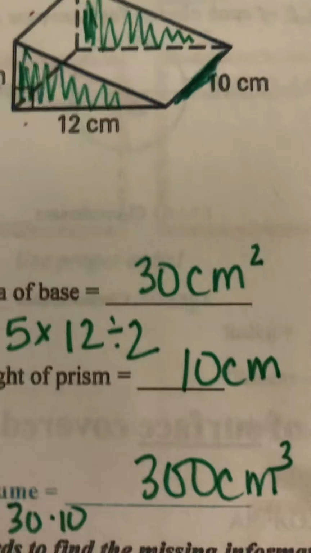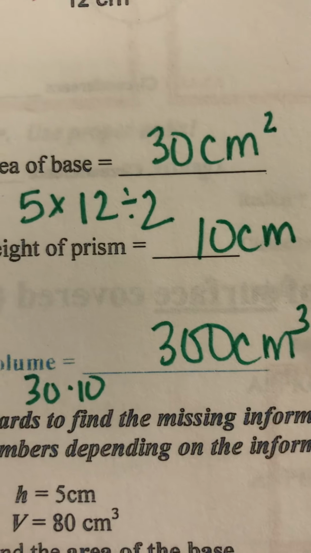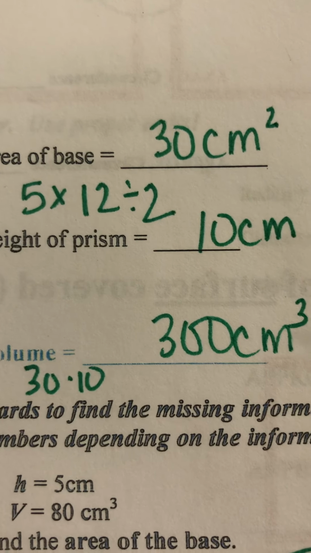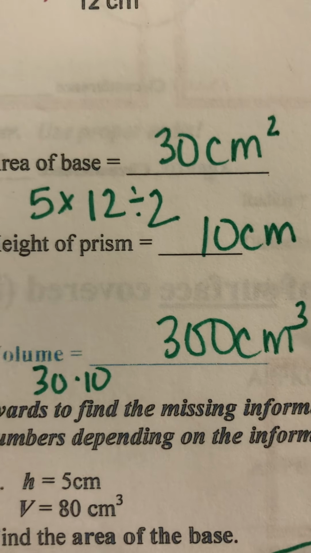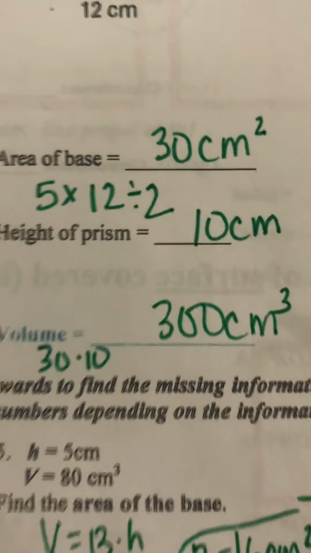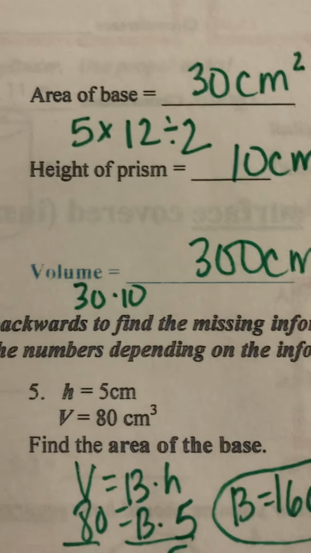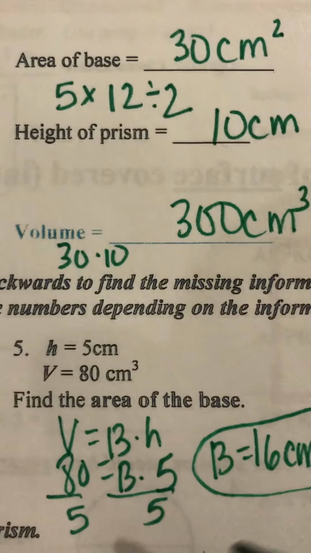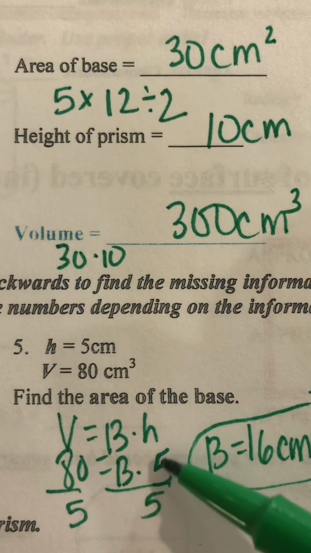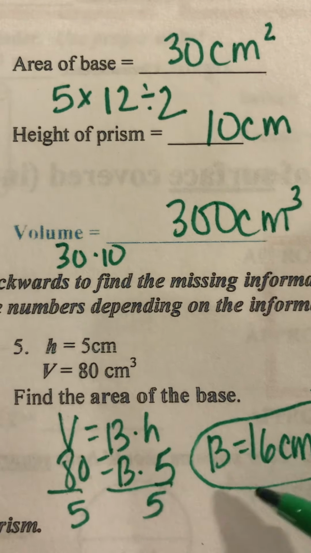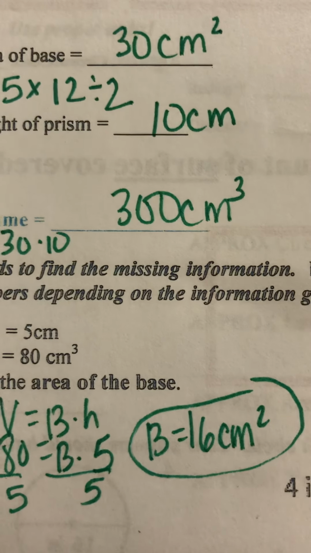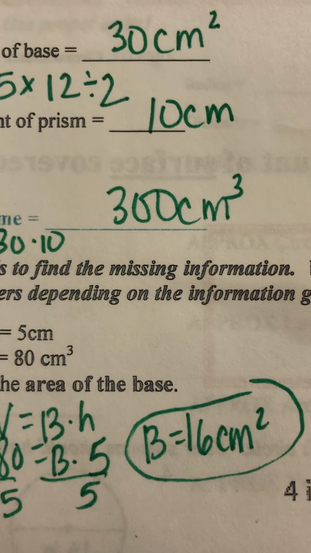In number 5, they're giving me the volume is 80, the height is 5, find the area of the base. So volume equals area of the base times height. Volume is 80, height is 5. You're right, I'm just going to divide both sides by 5 and get area of the base is 16 centimeters squared.